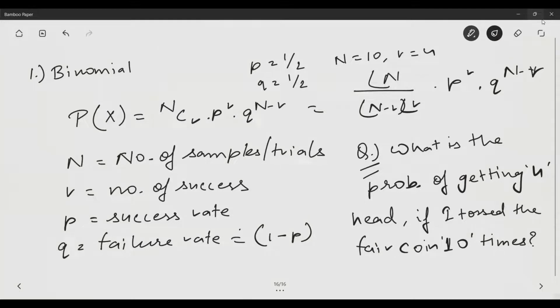Suppose I change the question and replace it with throwing a dice, then it becomes 1 upon 6 and the failure rate becomes 5 upon 6. Because if I ask what is the probability of getting 5, or 3, or any number when you throw a dice, it should always equal 1 upon 6. So your success rate is 1 upon 6 and failure rate is 1 minus 1 upon 6, that will be 5 upon 6.